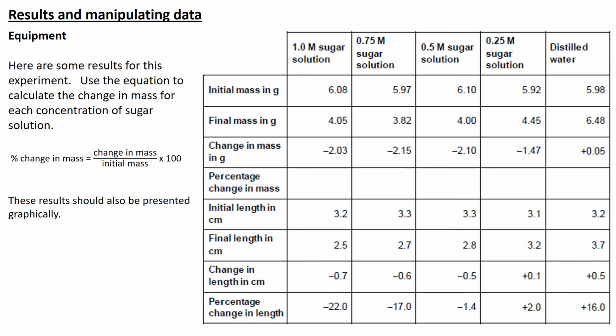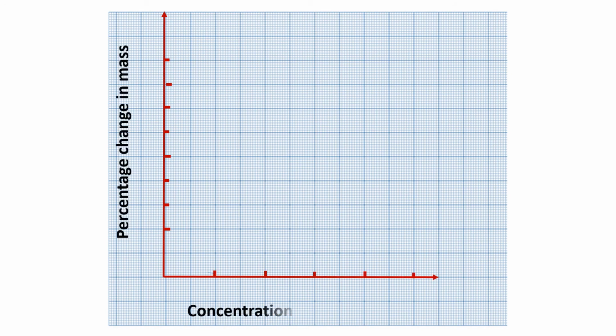So here we are, lovely results table. And what you need to do is calculate the percentage change in mass across the middle. And these results can also be graphically represented. Now, obviously me and Mrs. Walker and Ms. Callis are working as a team. And what we've got here is a slightly different way of doing this. So, Miss has done something different to what I would have done.